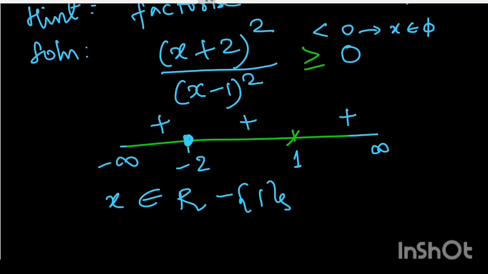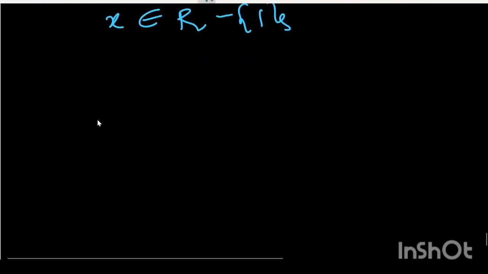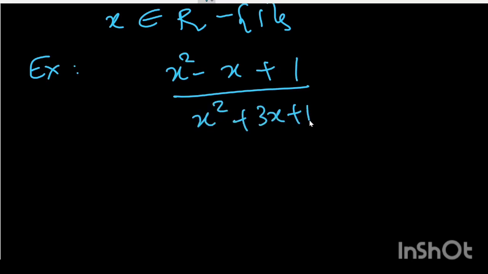Okay, guys, that way we can do a similar kind of problem, which is like this. If I ask you, what about x² − x + 1 upon x² + 3x + 17 less than 0, what should be the approach? So the hint is, as usual, factorize.